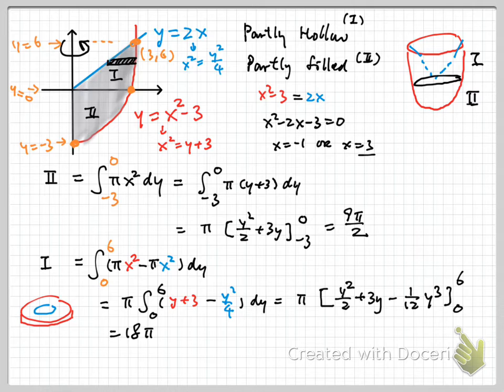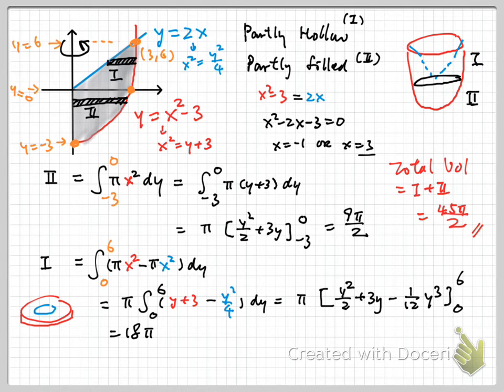So altogether, the total volume will be 1 plus 2, and the answer goes to 45 pi divided by 2. That is the total volume of a solid that is partly hollowed and partly filled. You must divide them into two parts, because part 1 is a hollow solid, but part 2 is a completely filled solid. There's no hole in part 2. So there's a bit of a difference. For part 2, this is the red x squared, mind you.